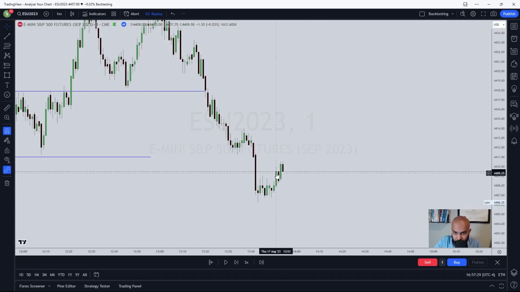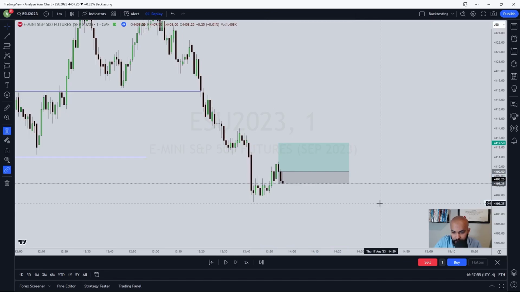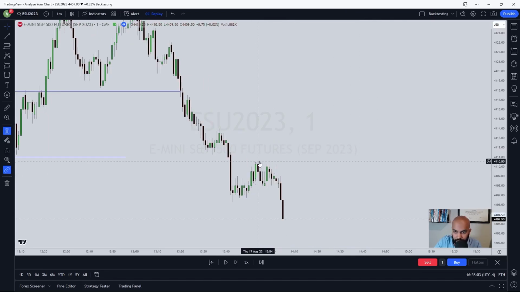Looks like we have an order block. We can get long here, put a stop here, target this order block. Let's see, and we get stopped. But it's okay. That's why we're doing this, to learn. We're consolidating here.